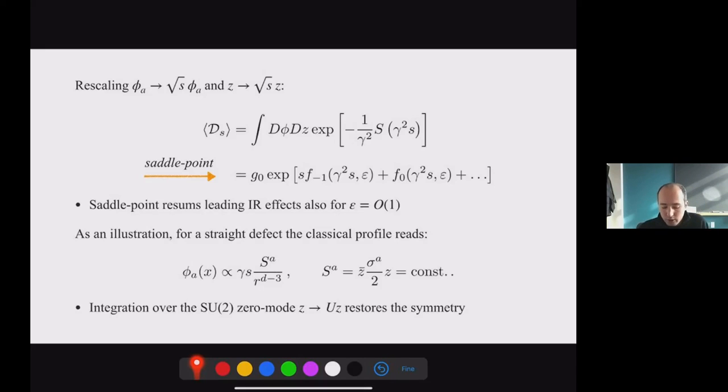As an illustration of this general argument, let me just say that this is a free theory, so the saddle point is remarkably simple. It's just phi proportional to the spin operator times 1/r^(d-3), where r is the distance from the defect. And the spin operator is expanded around a constant background.